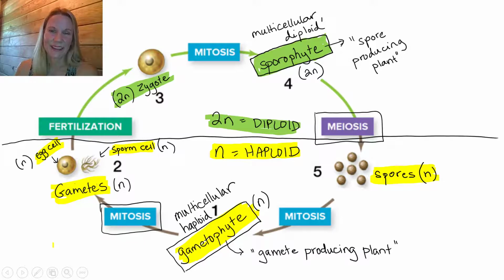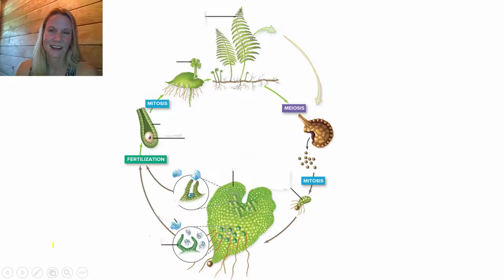Okay, so now let's apply this to ferns. In your PowerPoint notes, you have this slide with the complete life cycle of the fern. This is the one you need to know for the exam. Like last time, I am going to take it step by step. I highly recommend you fill in the blanks with me as we go through and talk about the life cycle of the fern. Let's start at the top.